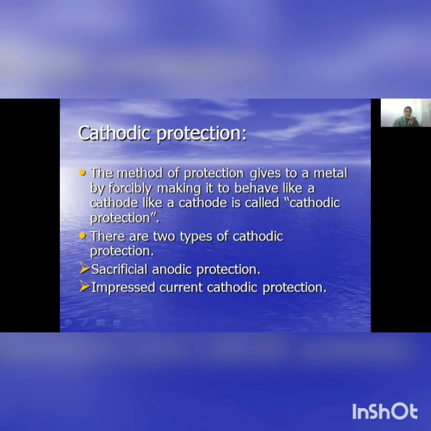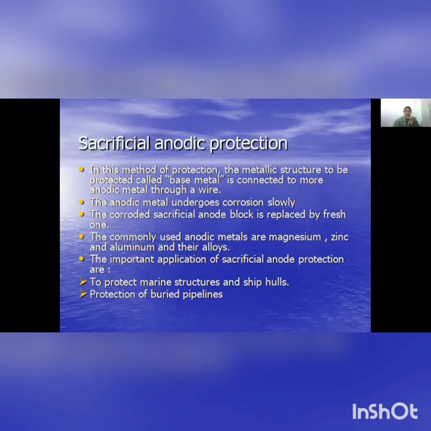Let's see the first method, sacrificial anodic protection. In this method of protection, the metallic structure to be protected, called the base metal, is connected to a more active anodic metal through a wire. So the anodic metal undergoes corrosion slowly, and the corroded sacrificial anode block is replaced by a fresh one. The commonly used anodic metals are magnesium, zinc, and aluminum alloys.